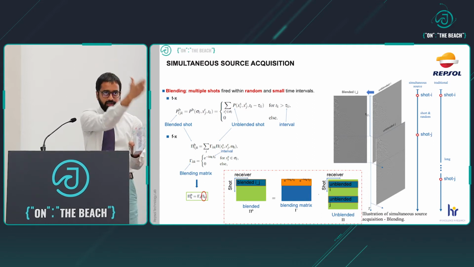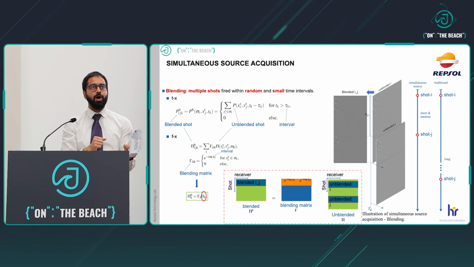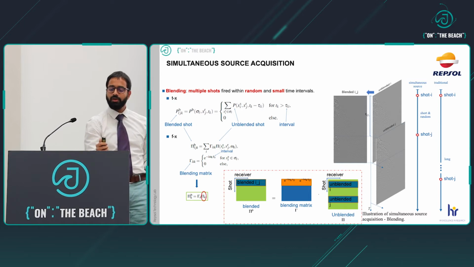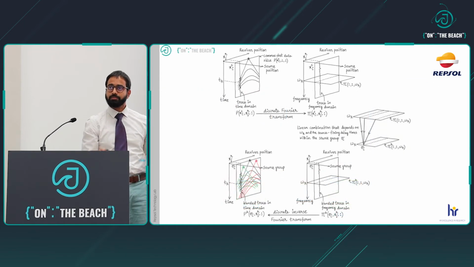Sometimes you can also cut it diagonally. That's what people call common midpoint acquisition. We will not enter into it. Let's just look at the common receiver. You have information which is now segregated.